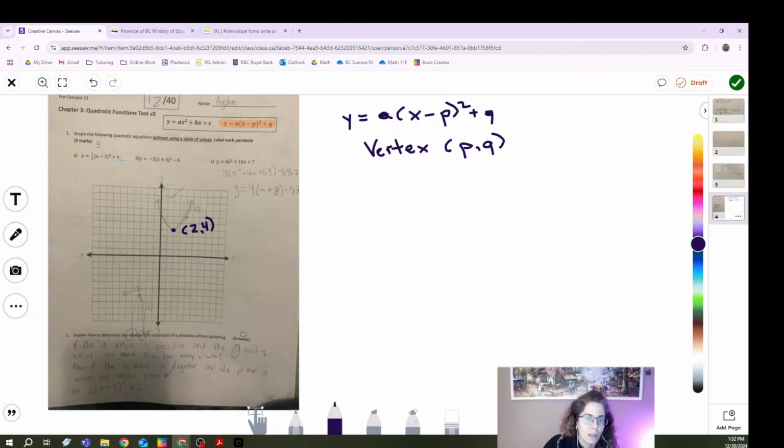From there, what we need to do, it says without using a table of values, I would argue it's always a little easier with a table of values. What we do know is that wherever your vertex is, you've got a line of symmetry. So you're going to have your symmetry line down the middle of these two. And then what I would probably do, see, if it were me, I would use a table of values to an extent.